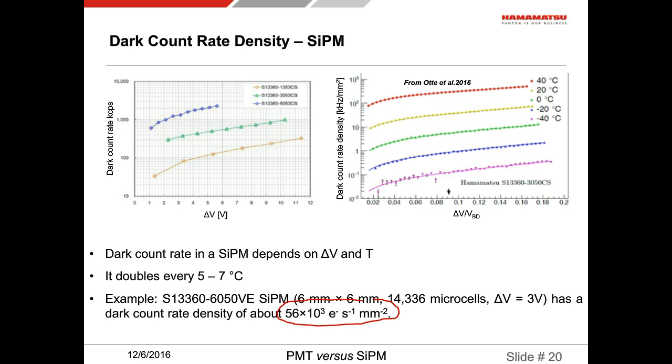Again, I calculated dark count rate density for a typical SiPM and found the rate to be about 56,000 electrons per second per millimeter squared. Now, this is much higher than what we obtained for a PMT.